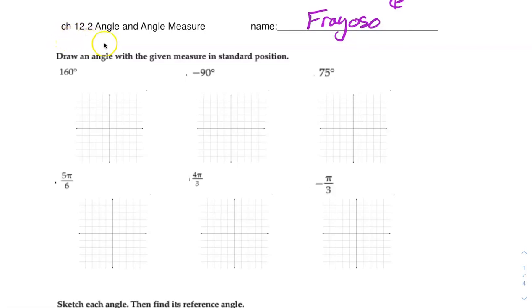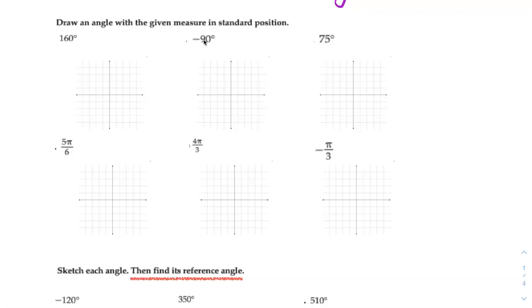Let's do chapter 12.2, angle measurement worksheet. So first one, they just want to draw angles in the given measurement standard position. Remember, standard position, we're always going to start off with our first line at 0 degrees. And then a positive angle you go up, negative angle you go down. So we're starting here at 0, and then we want to go to 160.